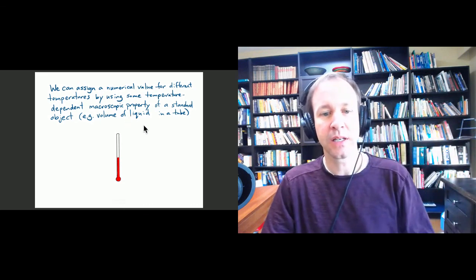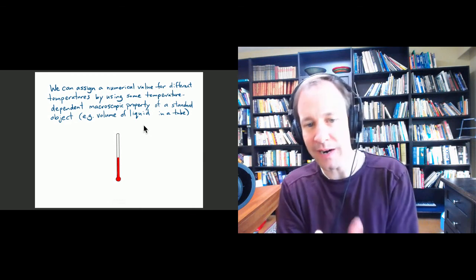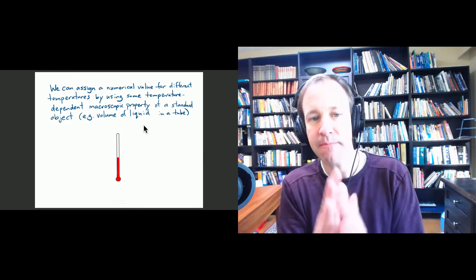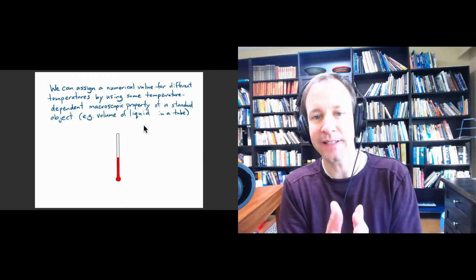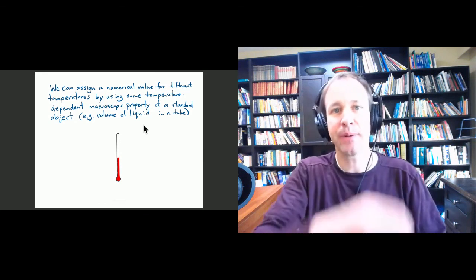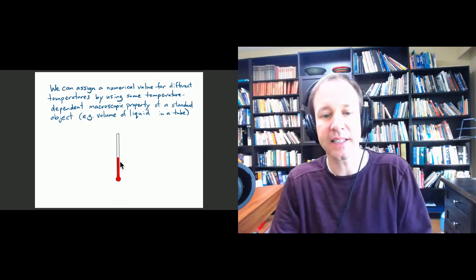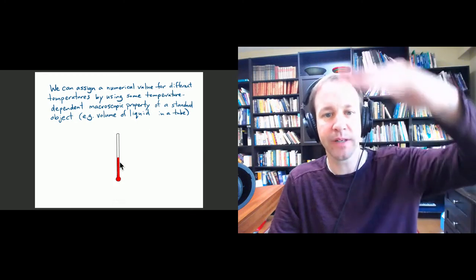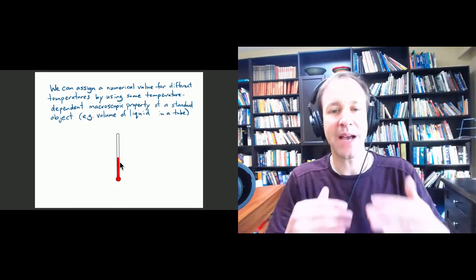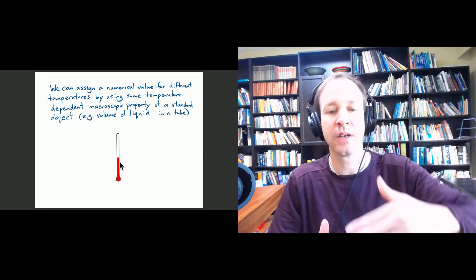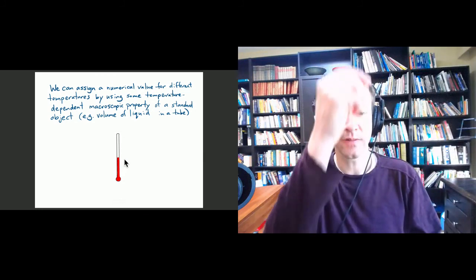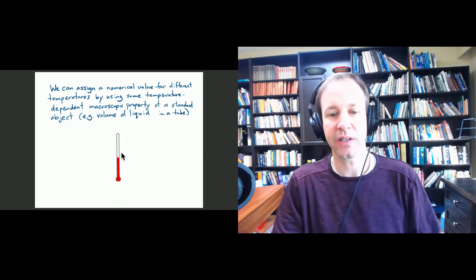We'll choose some kind of reference system, and we'll choose some macroscopic property of that reference system that changes as temperature changes, like the height of mercury in a thermometer. And then using that macroscopic property that we can observe, we can assign different values for temperature. So we might say, okay, if the mercury is here, we'll call that 0. If the mercury is here, we'll call that 50.